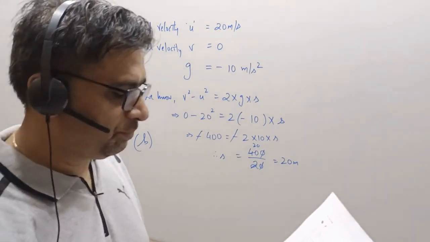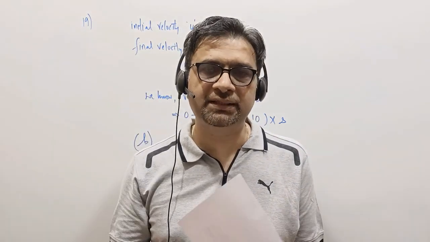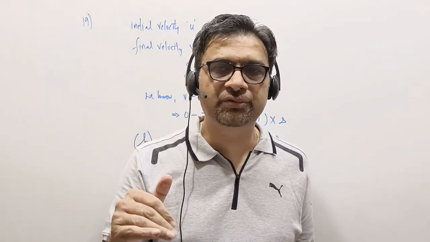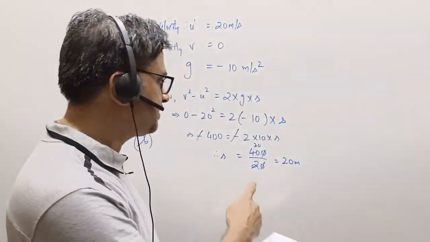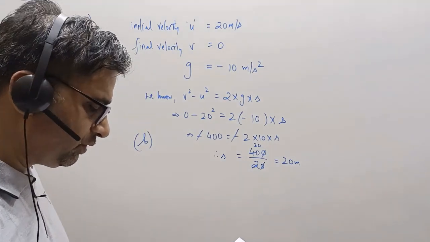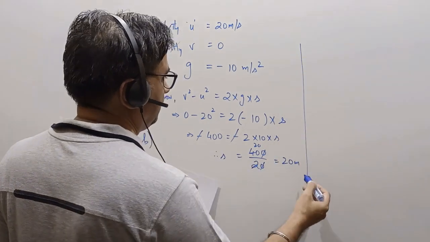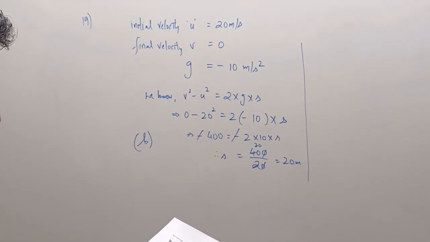How high would the particle rise? If you can relate this with the practical scenario, a ball was thrown with a certain velocity, and in this case it was 20 meters per second. If the acceleration due to gravity is 10 meters per second square, how far would the ball go? And the answer is 20 meters. So it goes to 20 meters. What will be its velocity? We can also find the velocity at the highest point of the journey.